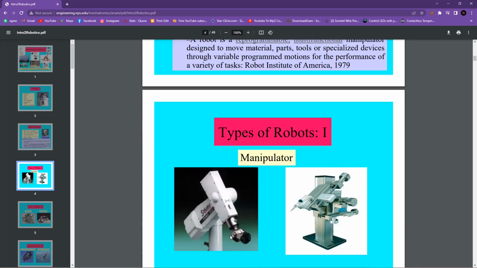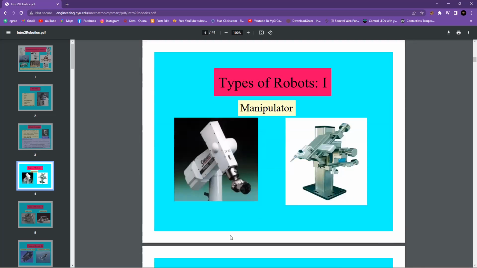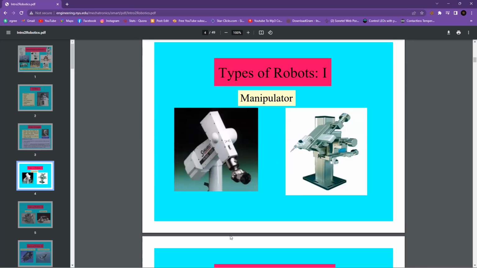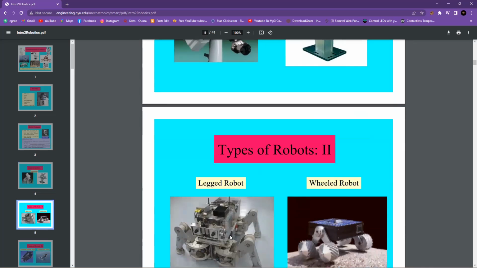So let's move to types of robots. We have the manipulator. This type of robot includes the welding robots. Kantanka in Ghana here has one for welding some of his car parts. These robots fall under stationary robots, or robots that do not move.